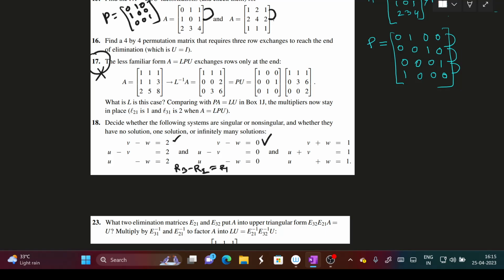And in the third case, if we write it as an augmented matrix and apply elementary row operations on it, we will get all 3 non-zero pivots in the echelon form. That means it is non-singular. Hence, it has a full set of pivots and it has a unique solution.